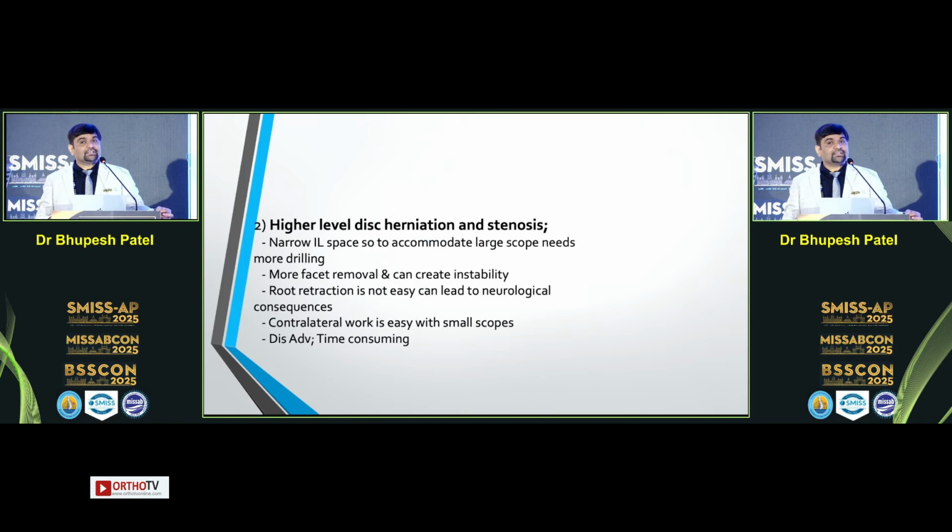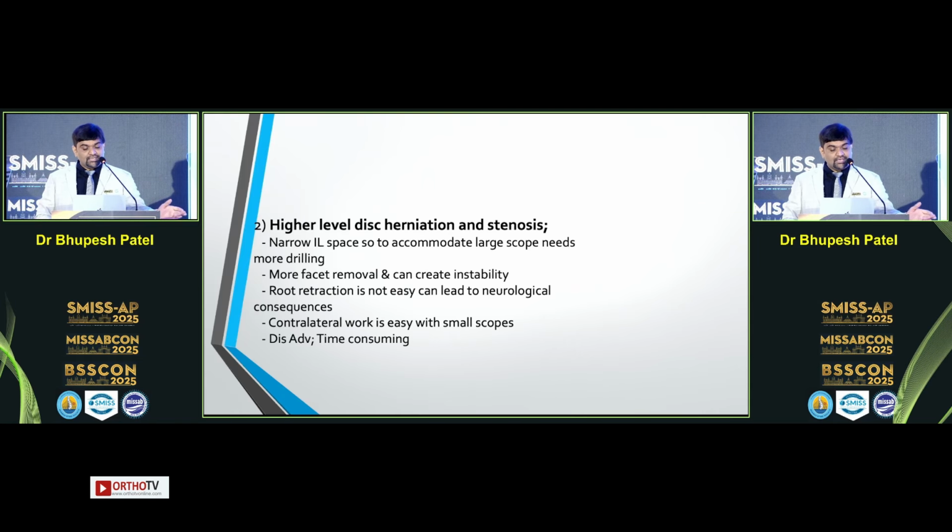Second, the higher level disc herniation. What I suggest here: the interlaminar window is very small and the stabilizing structures, the facet joints, are very near to each other. So here initially you can drill with a larger scope and then move to the smaller scope once you go a little deep into the interlaminar window. When you are using a larger scope, to accommodate the scope you need to remove more bone, so you end up damaging the facet and creating instability. Again, root retraction is not easy with a larger scope at a higher level. So I would suggest a smaller scope in the upper level.